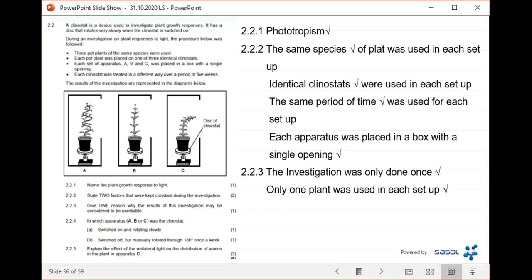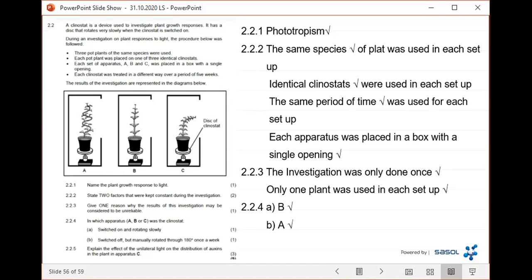In which apparatus A, B, or C was the clinostat switched on and rotating slowly, and then B switched off and manually rotated through 180 once a week? Because then I would need to look at the way the plant grew. Okay, so the one that was switched on and rotating slowly would be plant B. All right, plant B, and then it was switched off but rotated manually through 180 once a week would be plant A, because we can see the spirals that go here on the plant A moves like that. See, it's the growth pattern of the plant. Okay. Then question 2.2.5, explain the effect of the unilateral light on the distribution of auxins in the plant in apparatus C.